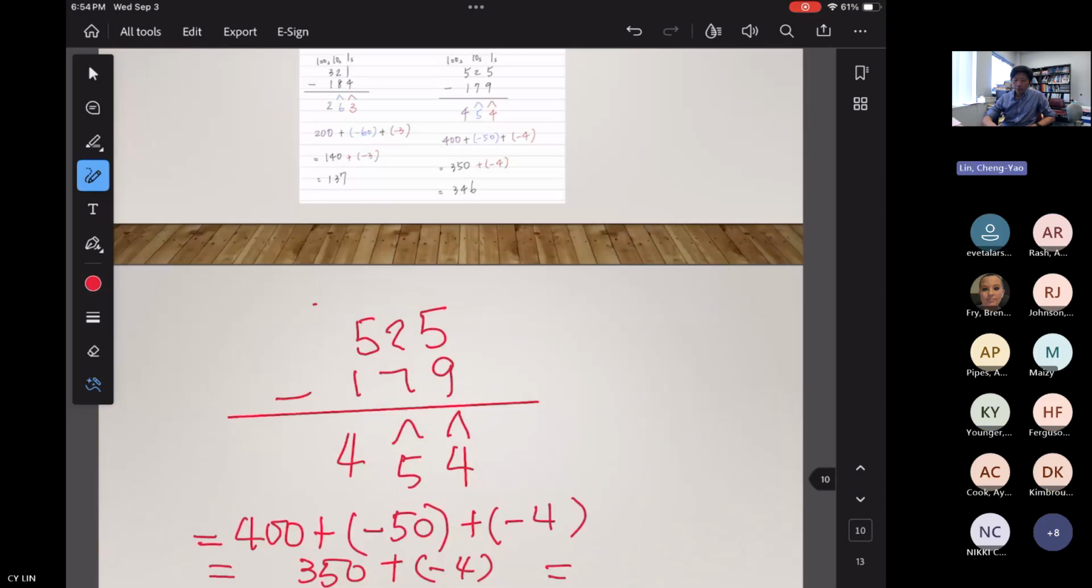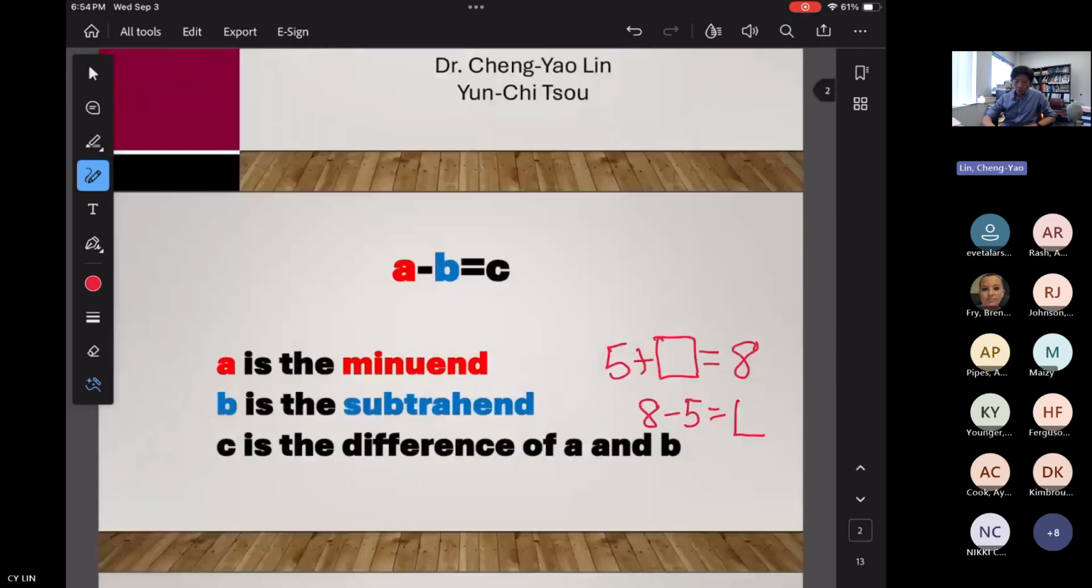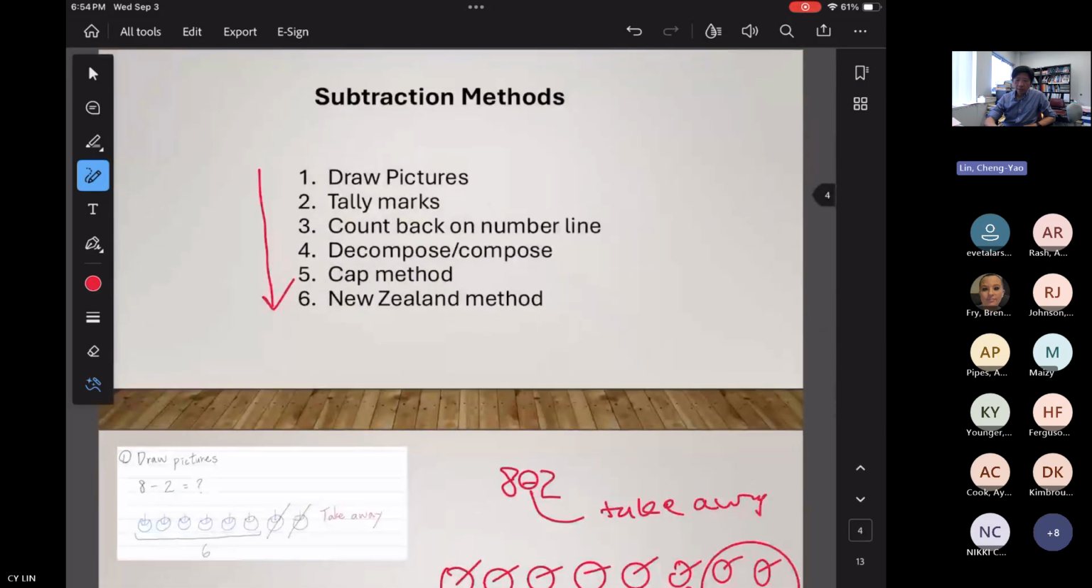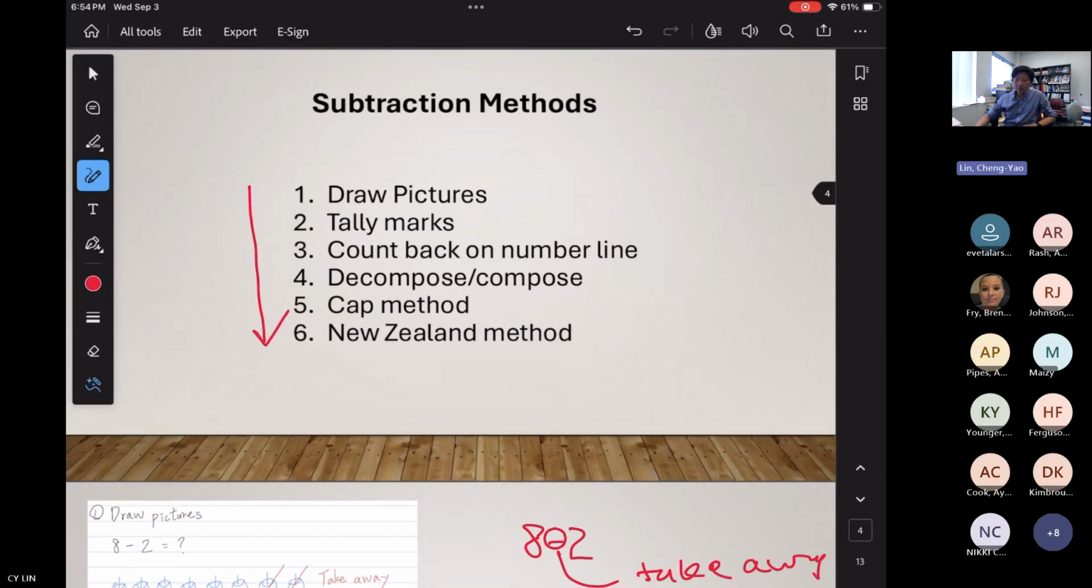Okay, and I hope you can learn as many methods as you can, so we can take care of diverse learners, from slow learners to quick learners. And I would say probably the New Zealand method and the CAT method would be good for quicker learners. But anyway, the more methods you learn, the better, as a teacher.